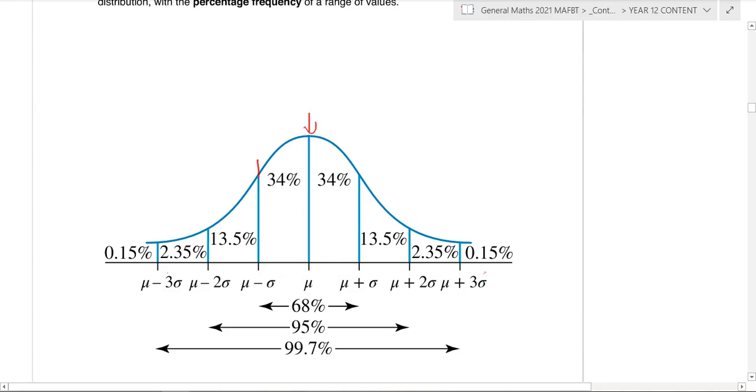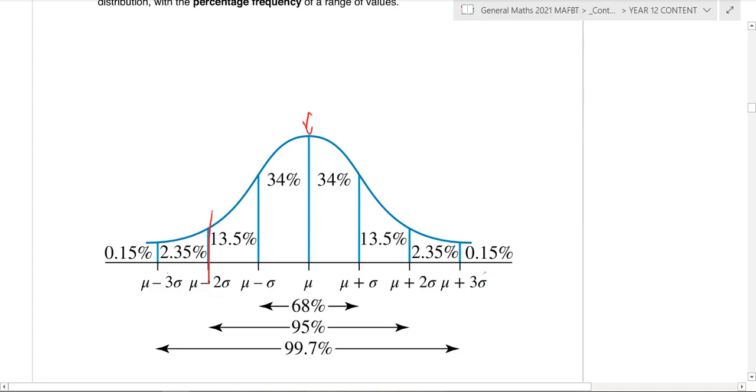So all of this data here represents 68% of all of your data. So this is saying 68% of your data is a standard deviation away from the middle, which is there. Okay, so that's the mean.